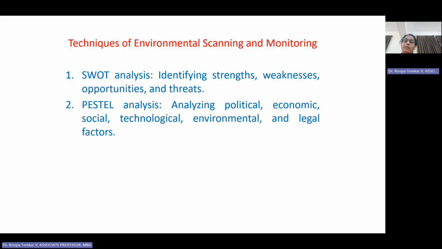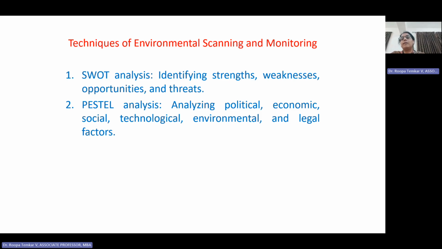So for this, we need different types of techniques in order to scan the environment. To start with any international business, as already told, we have to scan the environment. That we usually do by using various techniques. The techniques include the first one, SWOT analysis, and the second one, PESTEL analysis. SWOT analysis means identifying strengths, weaknesses, opportunities, and threats.